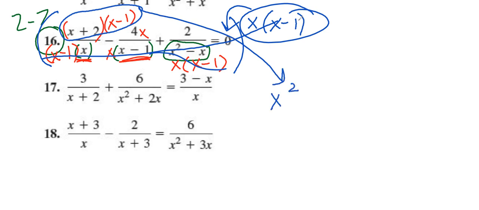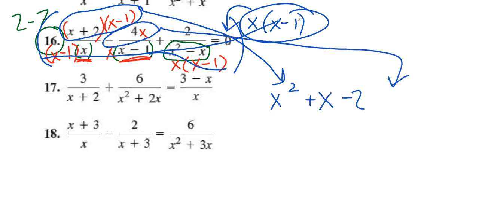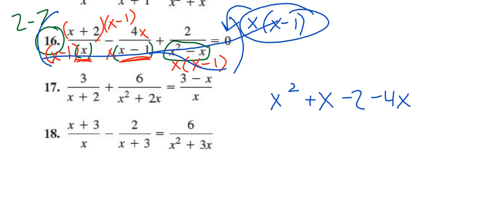X squared, 2x minus 1x. What's 2x minus 1x? 1x. And a minus 2. Okay, then we got this thing right here, negative 4x. And I need to erase because it looks really messy. Then we have this plus 2. And what does it all equal? Come on, what number does it equal? 0, right.